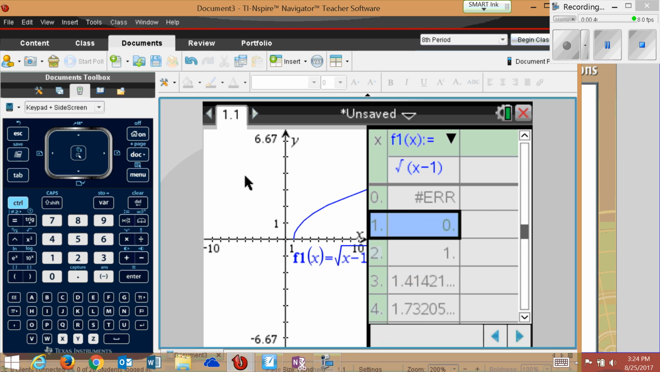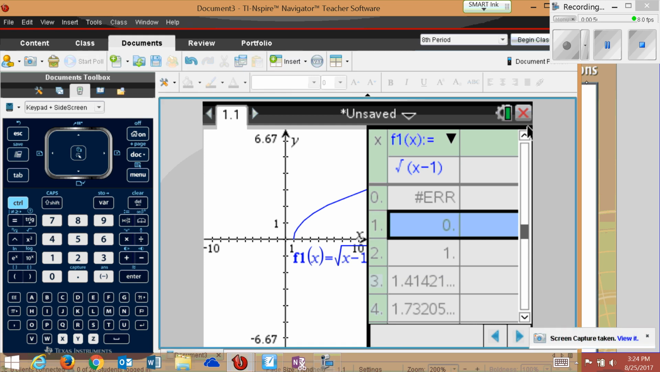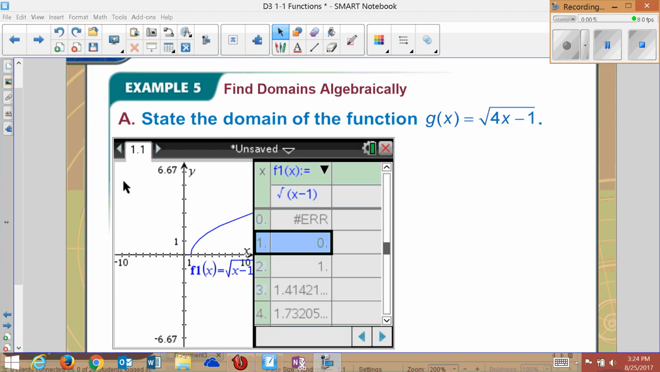So what I'm going to do is copy this over and paste it in the smartboard. Now that I have this pasted, we can write our domain. It appears to me that it goes as far left as 1 and then agrees with the table. So we would say in set builder, and I'm just going to abbreviate set builder, we would write it this way. We'd say that x will go from the value of 1, which is less than or equal to x, and this graph will go on forever.